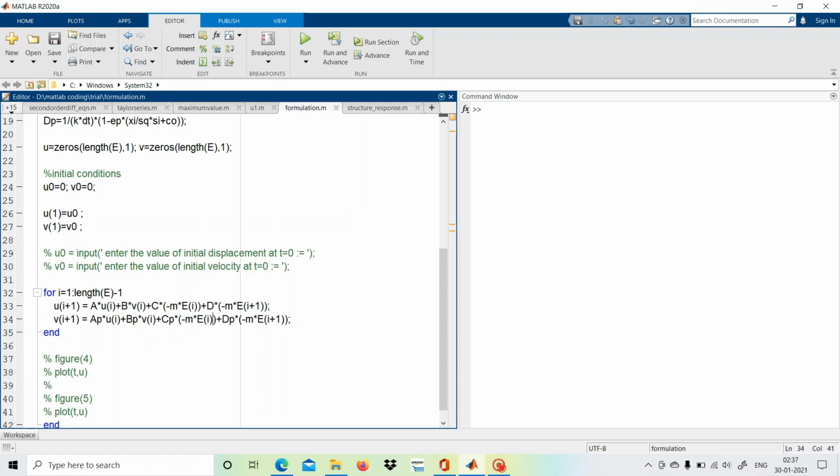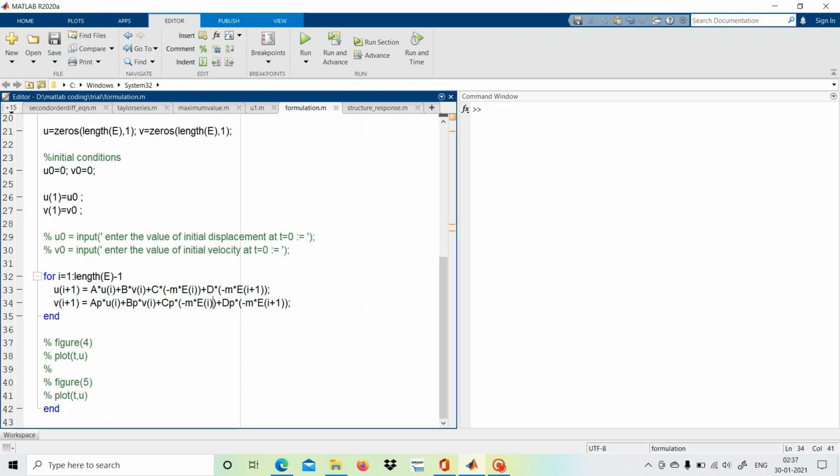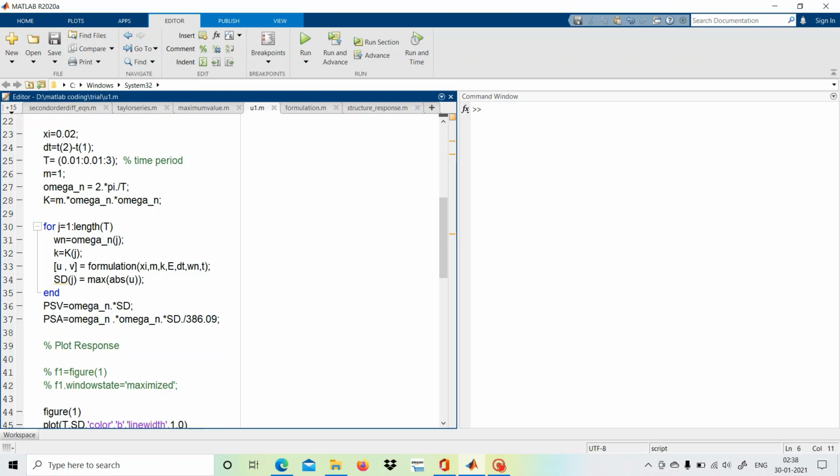It becomes a recurrence formula, so therefore a loop will act again and again. When i is 1, then we get u2 and v2. Then again when i is 2, it will become u3, v3, and this side would become u2, v2. So again and again it would just have a recurrence relation, and finally it will end. Then we will see here that for j equals 1 to length of T, the time period, we have a column vector, and we know that we have discretized with 0.01 dt.